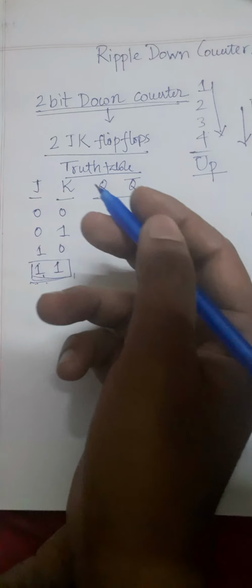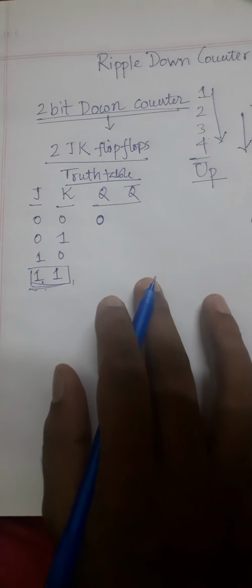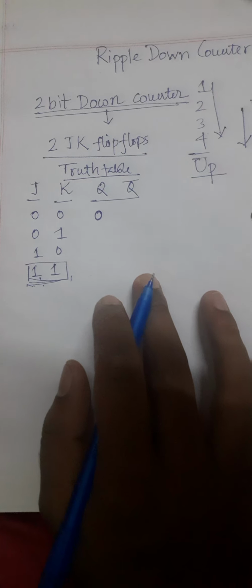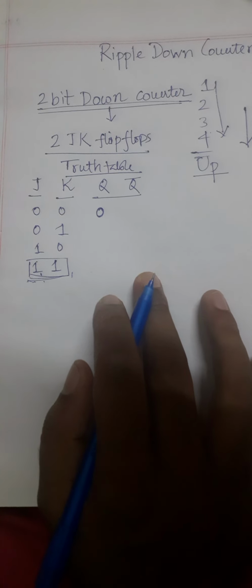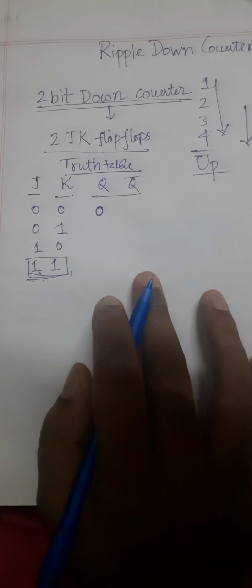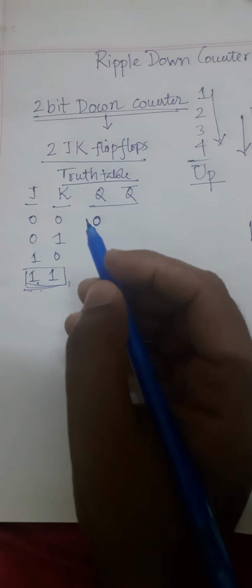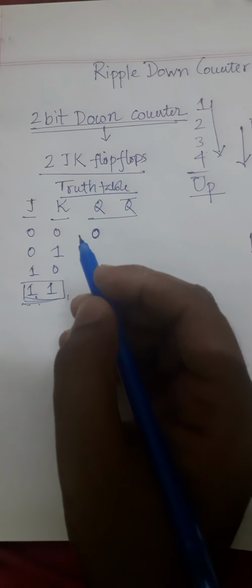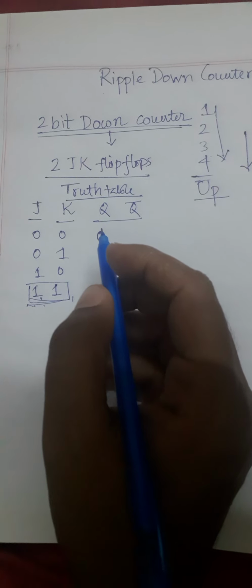Okay, so as you all know, when 0 0 is provided as an input, what happens? The output remains 0, right? If 0 0 is provided through the input, nothing will happen. At that moment, the output remains as it is. What happens when we have 0 1? Do you remember that? What happens when we have a value of 0 and 1?